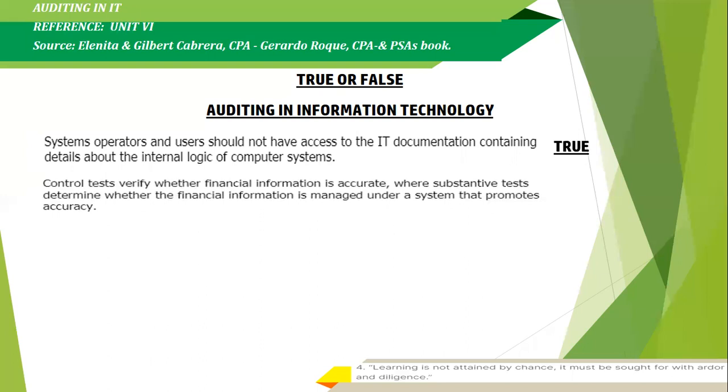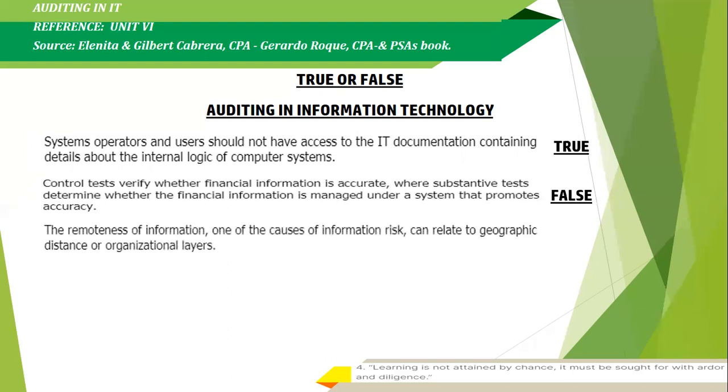Another is control test. Control tests verify whether financial information is accurate, whereas substantive tests determine whether the financial information is managed under a system that promotes accuracy. Is that correct, class? Or is it reversed? It is reversed, that's called substantive testing. Nice. The second one is control test.